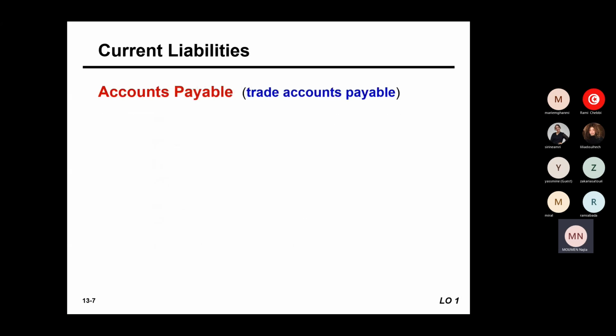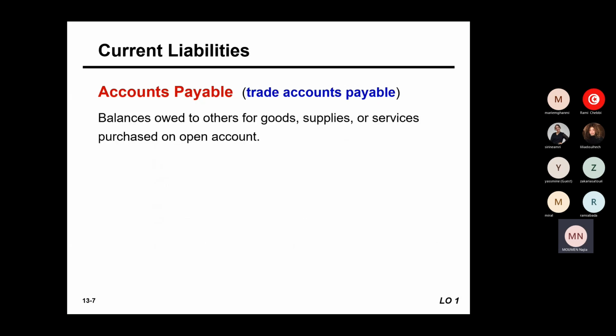Okay. So accounts payable are also called trade accounts payable. What do we mean by accounts payable? They are balances that are owed to others. So I owe money to suppliers and other businesses for goods, supplies, or services that I purchased on account. So that's when I should record it as accounts payable.